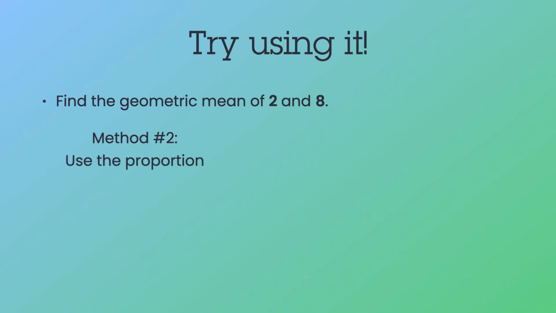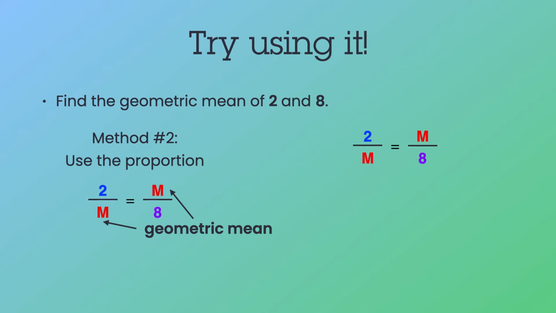Now here's method 2. There was a proportion that we set up to realize that there was this copy relationship. So that copied number is the geometric mean. So what we're going to do this time, using the 2 and the 8, is try to use algebra to solve for M. Now the first thing I'm going to do, I don't like to keep these fractions here, so one by one I'm going to get rid of them.